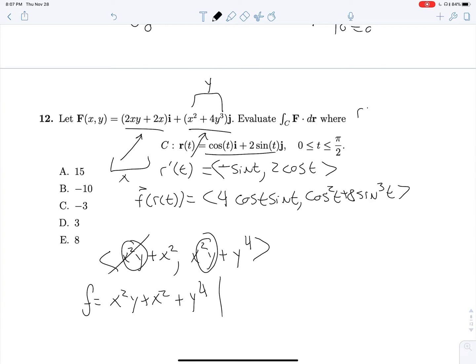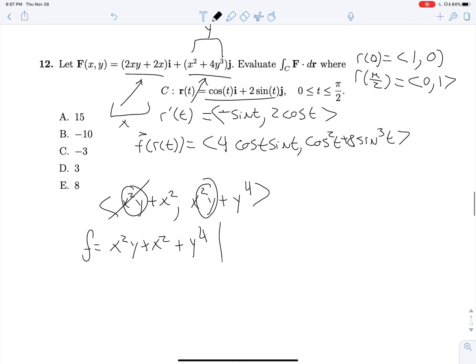So for t is equal to 0, we're going to get cosine of 0, so 1, and this 2 times the sine of 0, which is just 0. And then for r of pi over 2, we will get 0 and 1. So we're ending at 0, 1. We're starting at 1, 0. We can evaluate this and we'll get our answer out. So anything with an x in it's going to be 0, so this whole thing is 1. And over here, anything with a y in it's going to be 0, so this whole thing is 1.